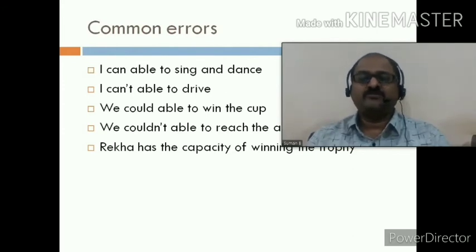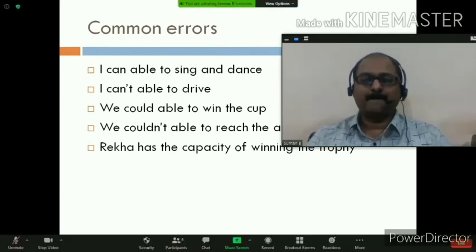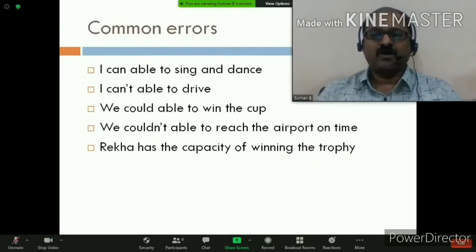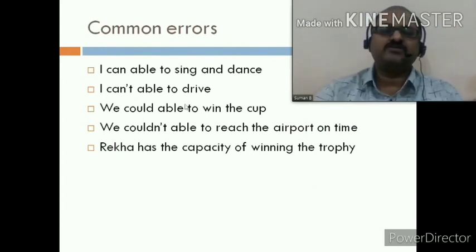Similarly, in negative forms also this combination is used. I can't able to drive. Say I can't drive, or I am not able to drive. That's it. We could able to go. We could able to win the cup. No, we could win the cup, or we were able to win the cup. We couldn't able, again, we could not reach, or just say we were not able to reach.